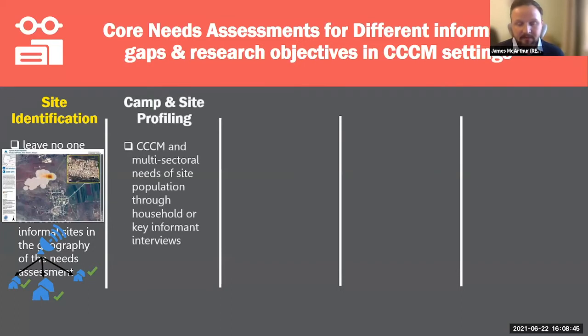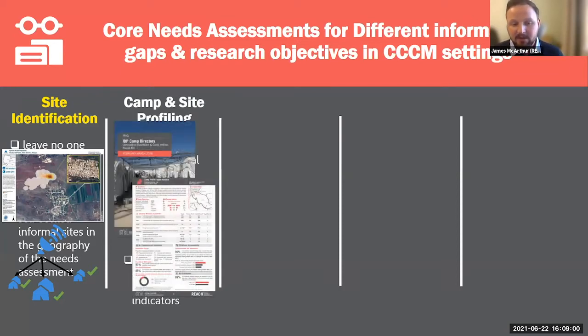But for REACH supporting the CCCM sector, there are different information gaps and research objectives. So, camp and site profiling. Here, we're really trying to make sure that the emphasis is on camp and camp-like context indicators. So for example, when we're talking about general indicators, for example from protection, it could be asking about documentation. Well, that's applicable to returnees, that's applicable to vulnerable groups in the host community, that's applicable to IDPs renting apartments, as well as IDPs in camps.